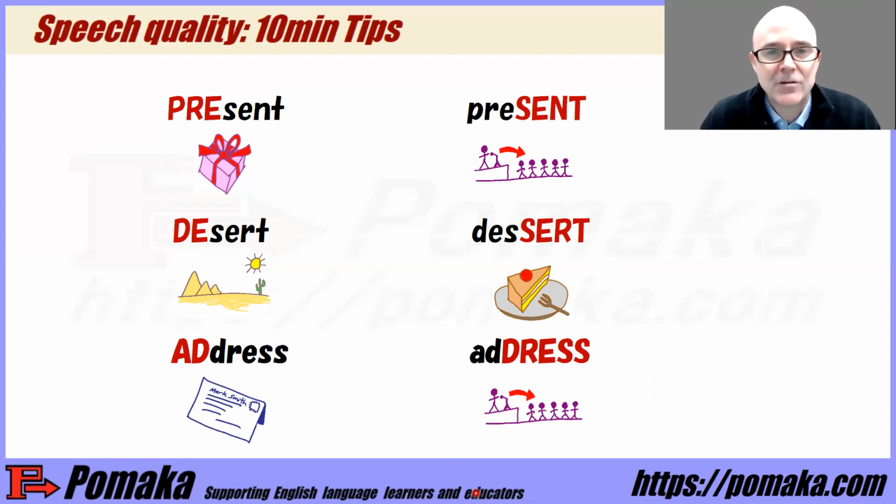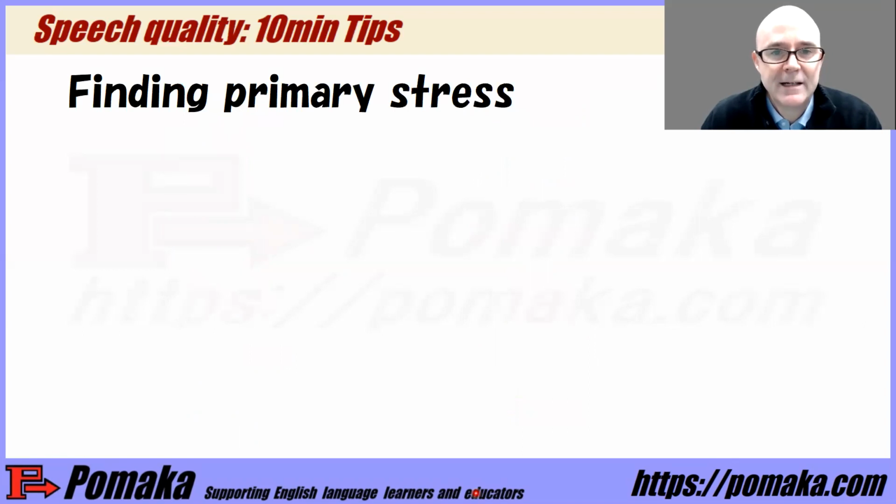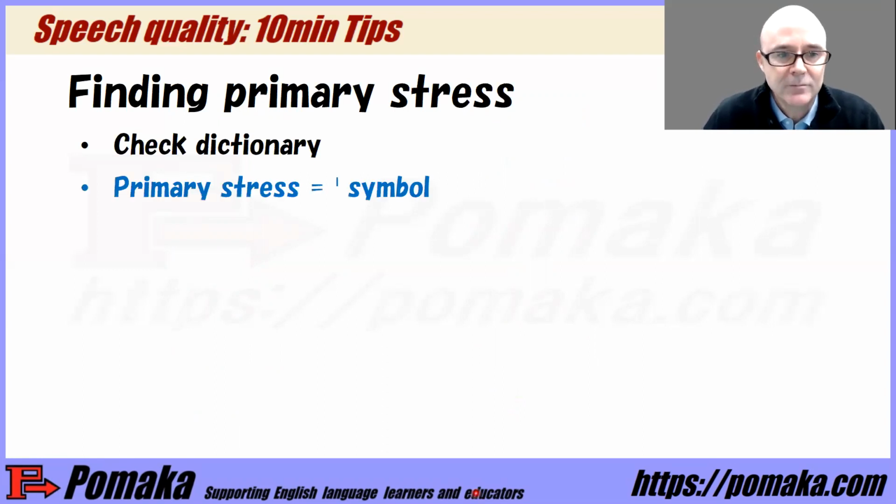So as you can see, even with words that have pretty much the same spelling and same pronunciation of the sounds, the meaning can completely change with the primary stress position changing. So how can we find the primary stress in a word? Well, the best place to check is in a dictionary. Just look for this sort of raised bar symbol here.